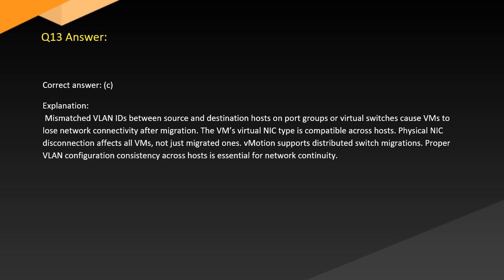Answer. Correct answer, C. Explanation. Mismatched VLAN IDs between source and destination hosts on port groups or virtual switches cause VMs to lose network connectivity after migration. The VM's virtual NIC type is compatible across hosts. Physical NIC disconnection affects all VMs, not just migrated ones. vMotion supports distributed switch migrations. Proper VLAN configuration consistency across hosts is essential for network continuity.